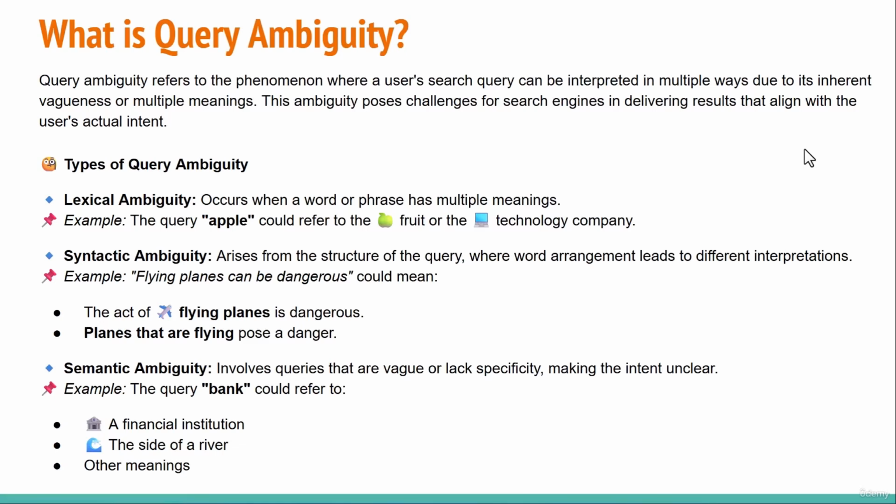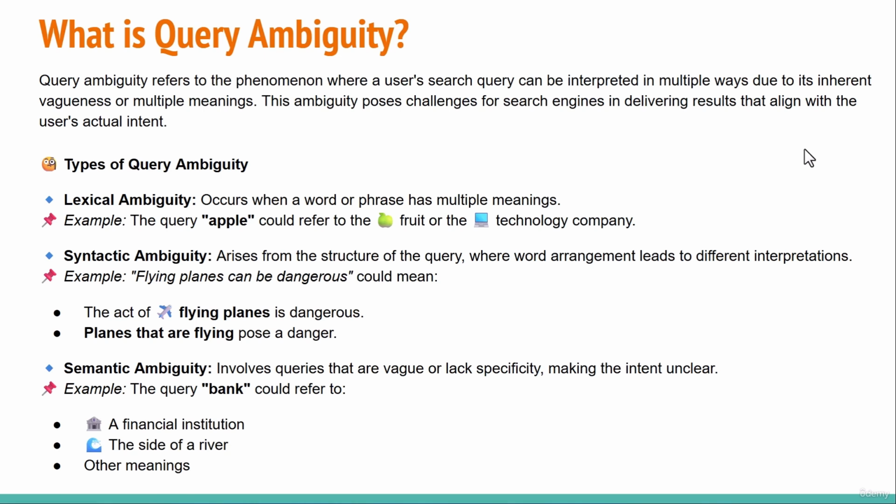Hello. In this video, we will learn about query ambiguity. Query ambiguity is basically a phenomenon where a user searches for a specific search query, and that query is such that it can be interpreted in multiple ways due to its inherent vagueness or multiple meanings. Ambiguity is a major challenge for search engines because the search engine does not understand the user's exact intent.